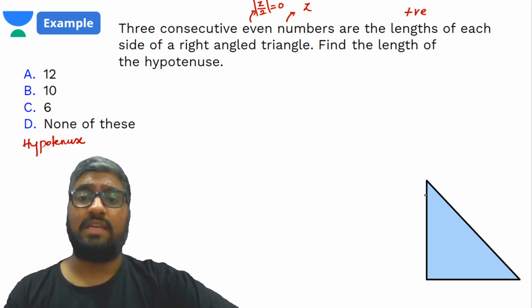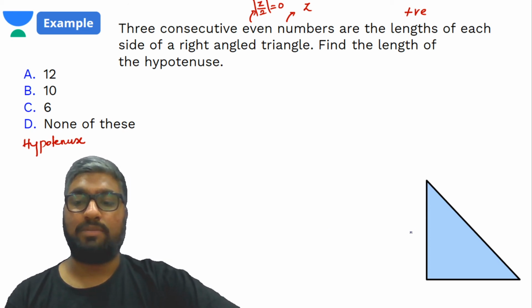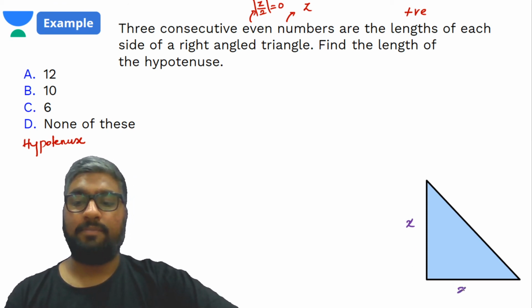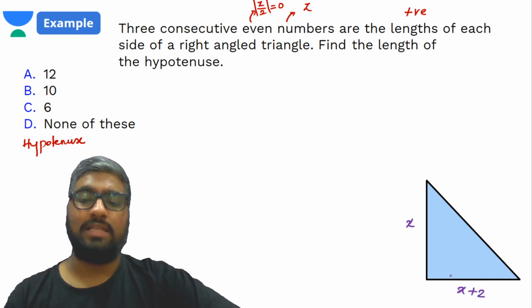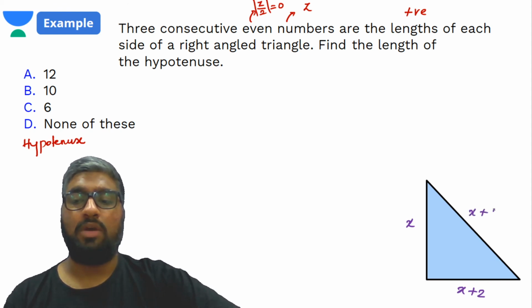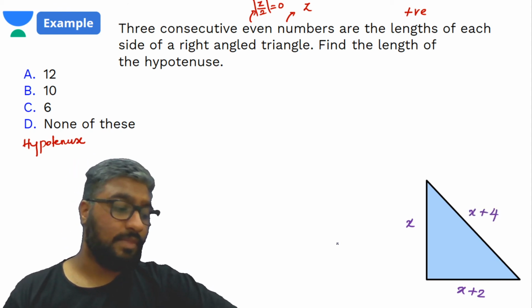So what do we have? Three consecutive even numbers. Which means if the length here is x, then what would this be? X plus 2, or the other way around, whichever way. The two sides would be x and x plus 2. Ultimately our hypotenuse would be x plus 4.